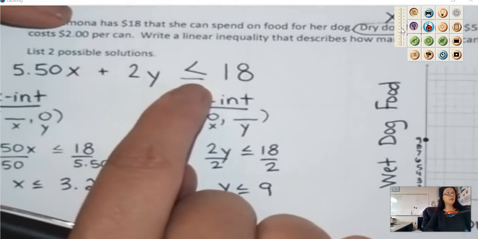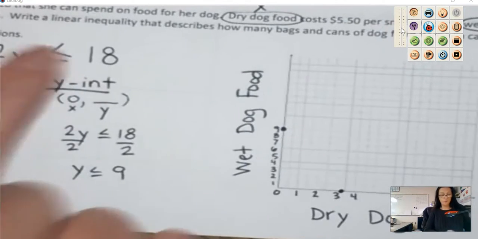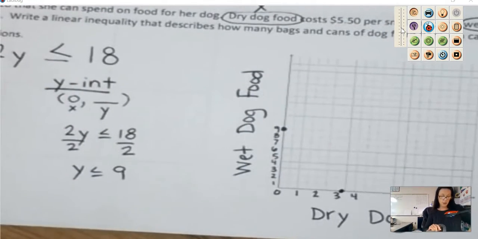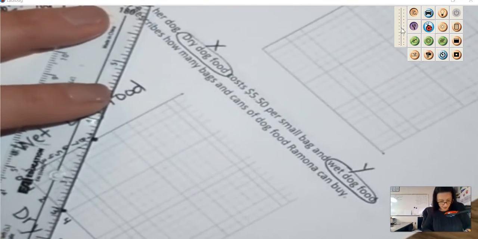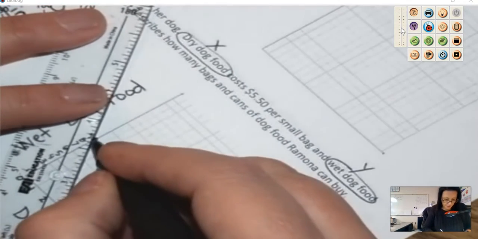So the symbol on this equation is less than or equal to, so since it has equal to, we're going to put a solid line. Okay, grab your student ID or a ruler, find something with a straight edge, and with a solid line, connect those two intercepts.